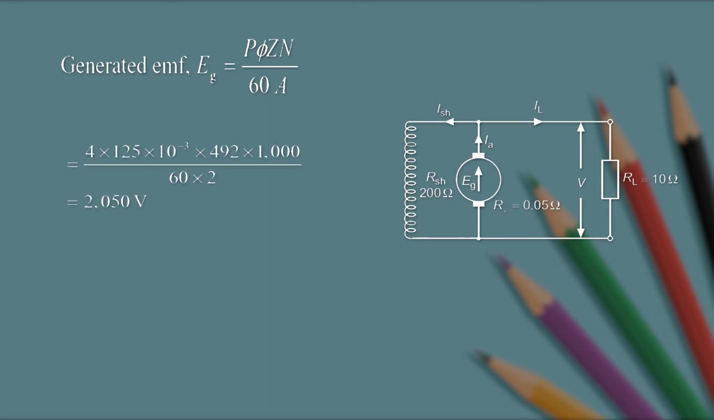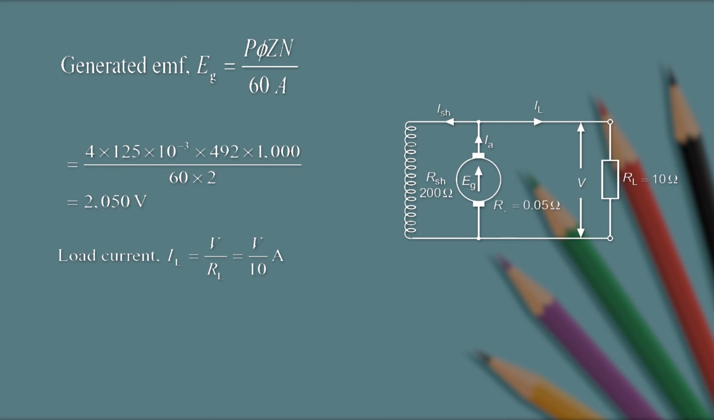So what is the value of P? That is 4. Value of flux is 125 into 10 to the power minus 3. Number of armature conductors is given as 492, speed is given 1000, and parallel path is equal to 2, because it is a wave winding. So after putting all these values, you are able to find generated EMF is equal to 2050 volt. Now you have to calculate the load current, that is IL.